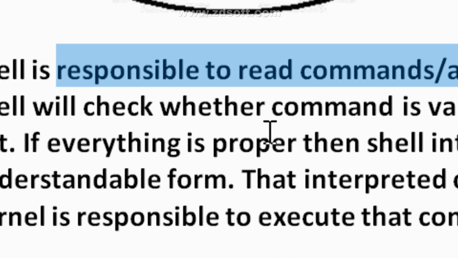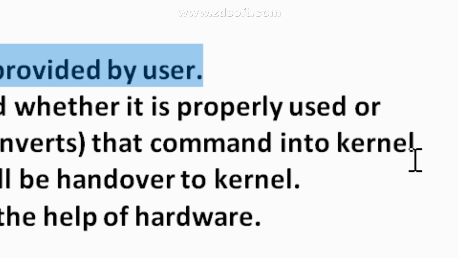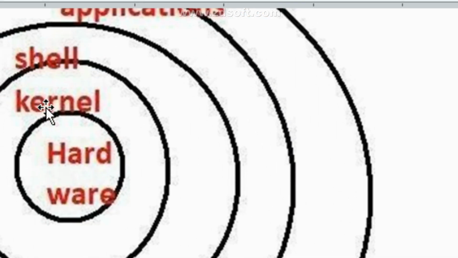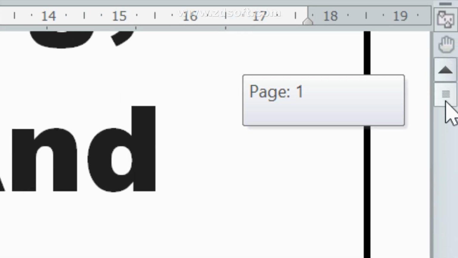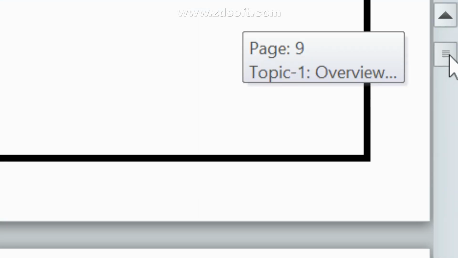Shell will check whether the command is valid or not, whether it is provided by the user. Once that is done, the shell sends the request to the kernel. So the kernel is the actual part, right? I hope everyone knows. If you go to the Linux classes, in the first part we already saw what a shell is, what Linux is, what the Linux architecture is and how it works.